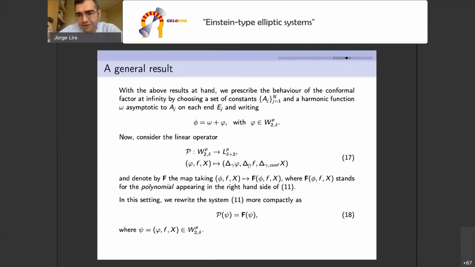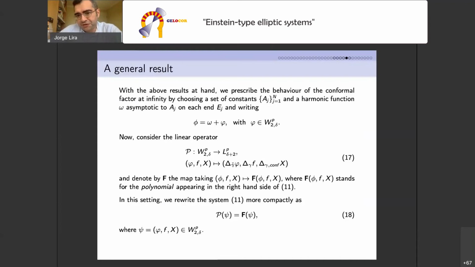This right-hand side, you can write in a simple way like this, capital F of psi. Psi is the triple. We want to find the triple phi, F, and X. We have to find the conformal factor, the electric potential, and the non-free part of the second fundamental form. So psi is the unknown we have here. F is applied to this, so this is a very nonlinear operator. So in 18, the right-hand side is nonlinear, and P corresponds to this sequence of Laplacians here.